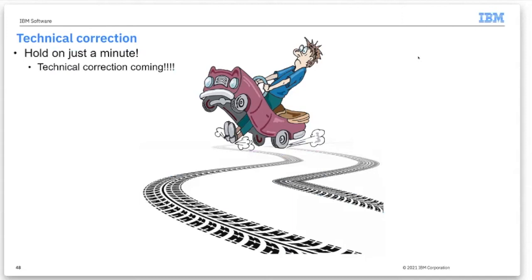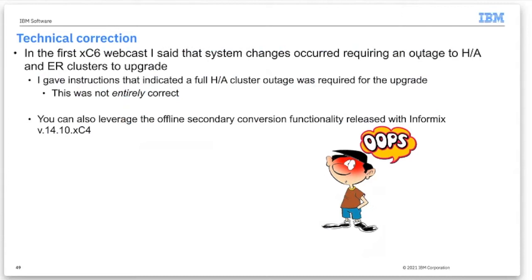But before we go any further, time out, hold on, stop. I need to make a technical correction to something that I told you in the first webcast, and it has to do with the HA clusters. So let me retrieve the foot out of my mouth and tell you something that I should have mentioned the first time around. In the first webcast, I said that system changes are occurring in XC6 that require an outage to the HA cluster and ER clusters to upgrade. That is correct. There's specific guidance on how you need to restart ER, and that guidance has not changed.